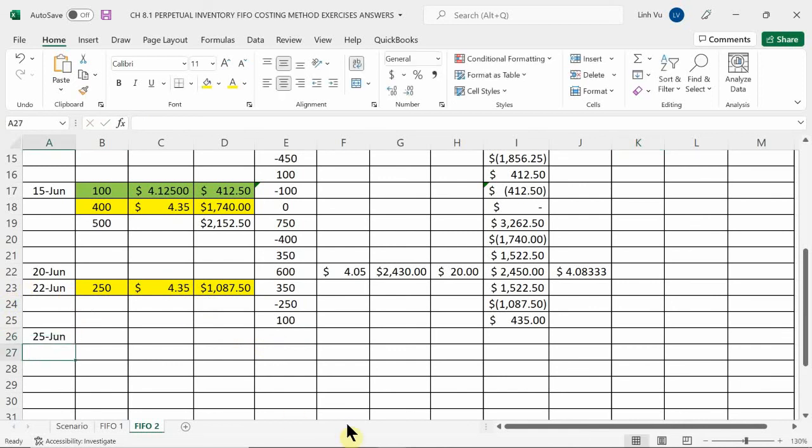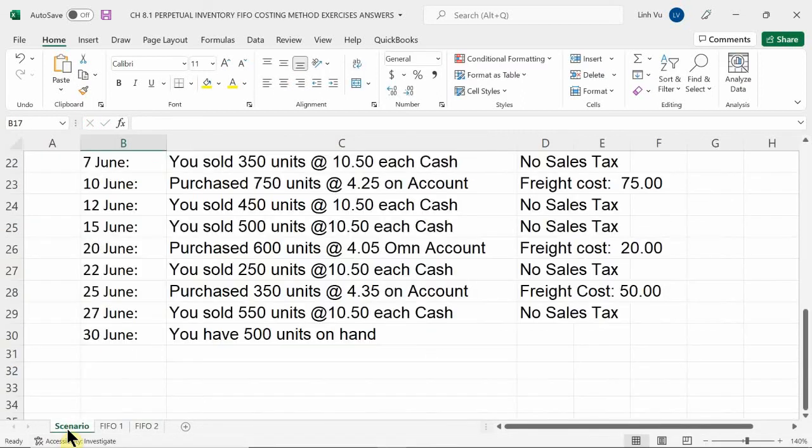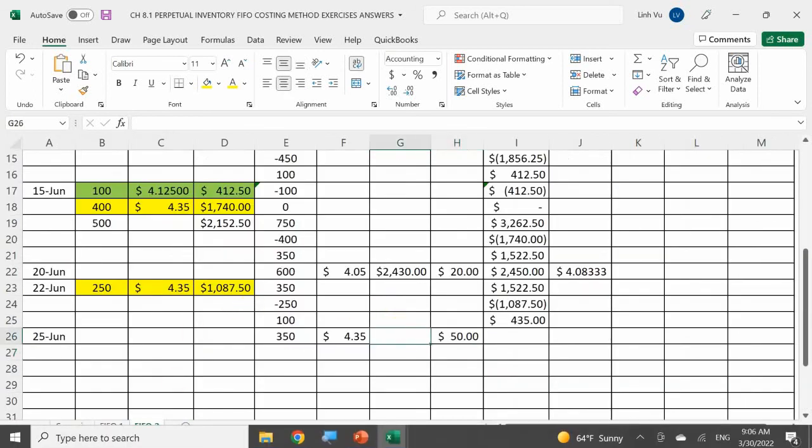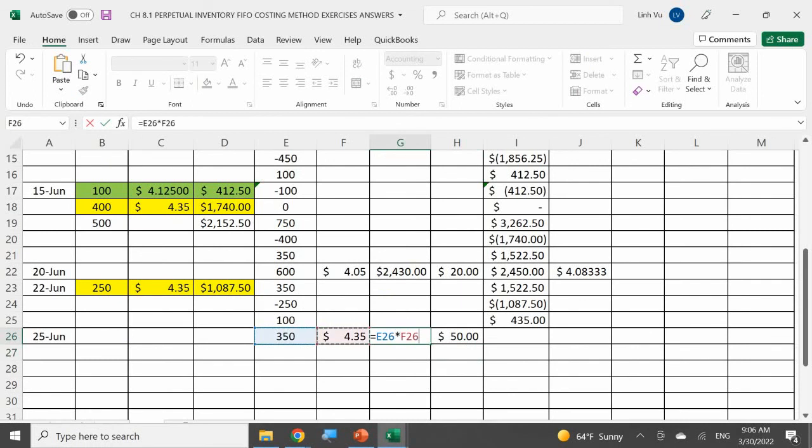So it is June 25th. We purchased 350 units at $4.35 each with a freight of 50. Okay, so in this case, what's my total purchase price? 1522.50. Good. Plus 50? 1572.50, which will give me my cost per item. So I'm going to take my 1572.50 divided by 350.